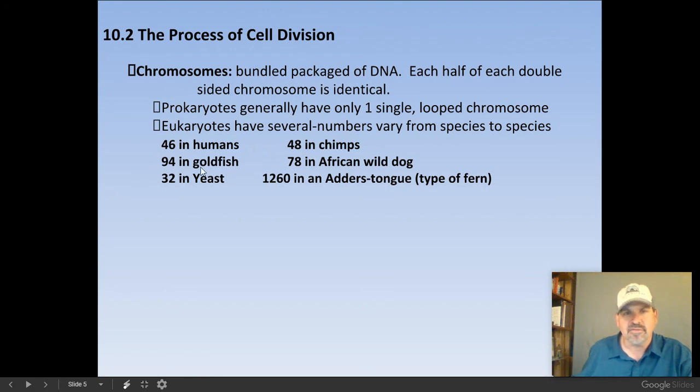Again, these are just some various numbers. The only one you really need to know is, in normal human beings, it's 46. 23 from mom and 23 from dad. And again, just to reiterate, to dispel that common misconception, with a couple of exceptions, every cell in your body has all 46 chromosomes, copies of all 46 chromosomes.